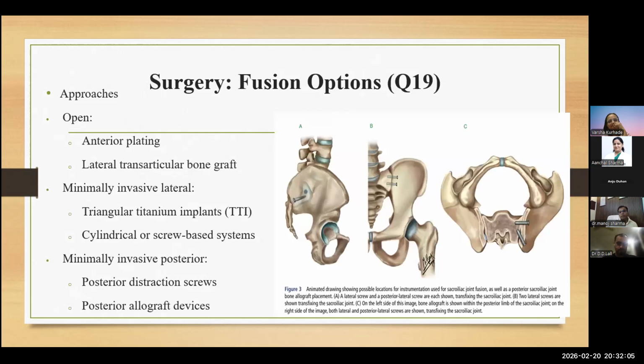And if there is no relief with sacroiliac branch radiofrequency ablation and the patient is not getting relief, then other options are also available, like fusion options. There are two approaches: open or minimally invasive. In open, there are anti-replating and lateral transarticular bone graft techniques. And in minimally invasive techniques, a lateral approach is available, and anterior and posterior approaches are available.